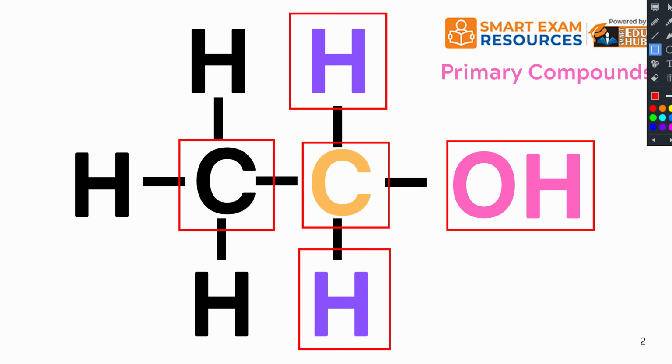So whenever you come across a compound in which the carbon atom that is bonded to a functional group is only bonded to two hydrogen atoms and at the same time bonded to just one other carbon atom, such a compound is called a primary compound. And this is a primary alcohol. Now, primary alcohols are also called 1-degree alcohols. Degree refers to the degree of substitution, that is the number of carbon atoms that are attached to the carbon atom connected to the functional group.